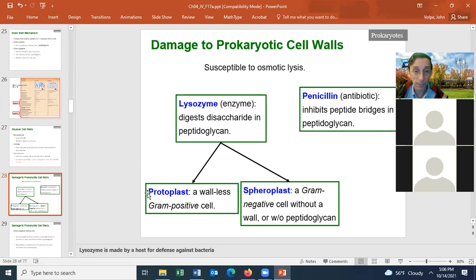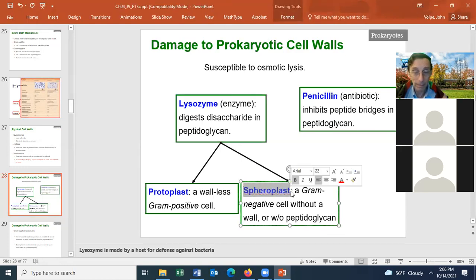They even have a term for a wall-less gram-positive cell and a wall-less gram-negative cell. You don't need to know these terms. I'm not going to quiz you on that. And I'm not even sure why they have different names, but they do.